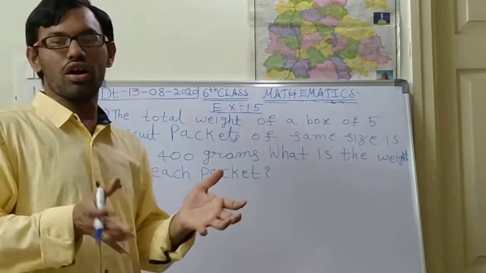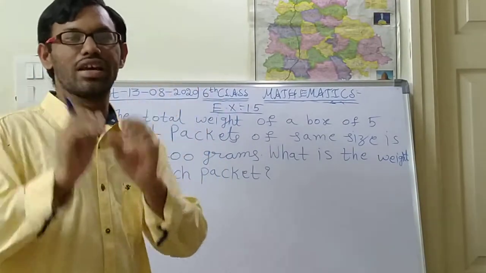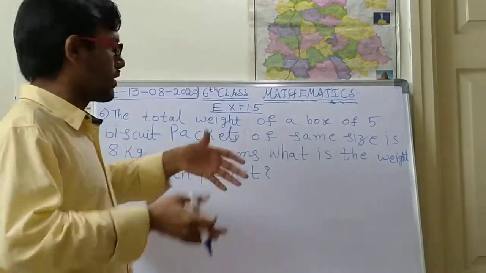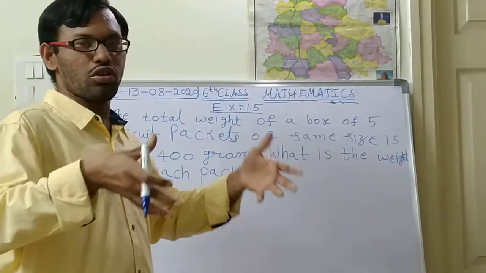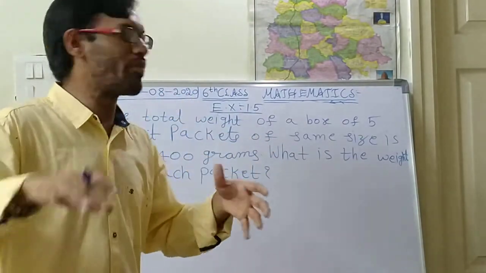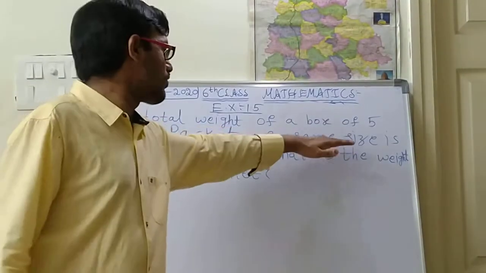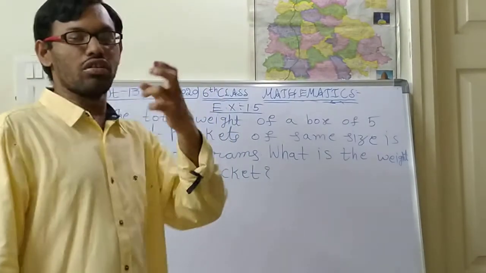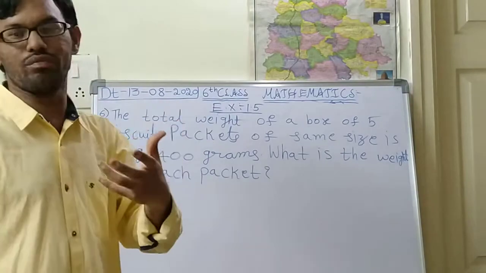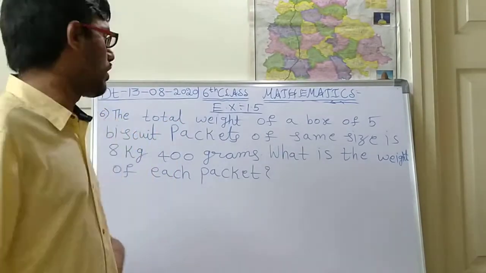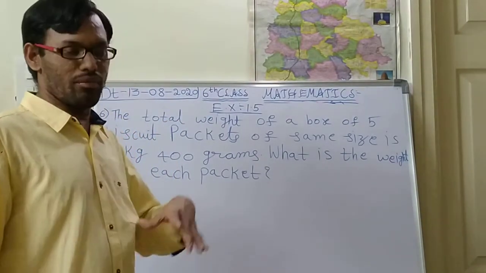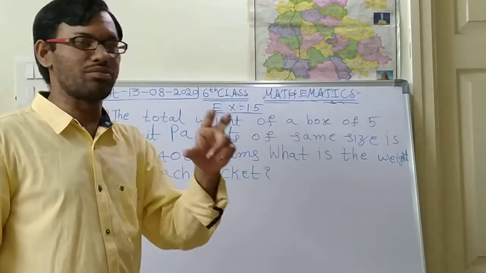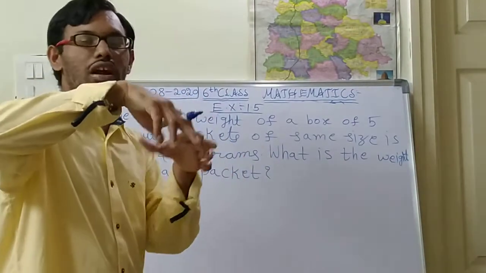So in one box there are 5 biscuit packets. So the total weight which contains 5 biscuit packets of the same size. Each biscuit packet is of the same size, like 10 rupee, 5 rupee or 20 rupee biscuit packets. That type of biscuit packets of the same size are kept in one box.